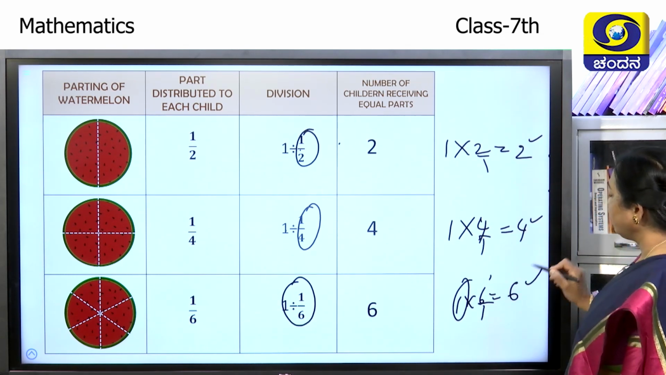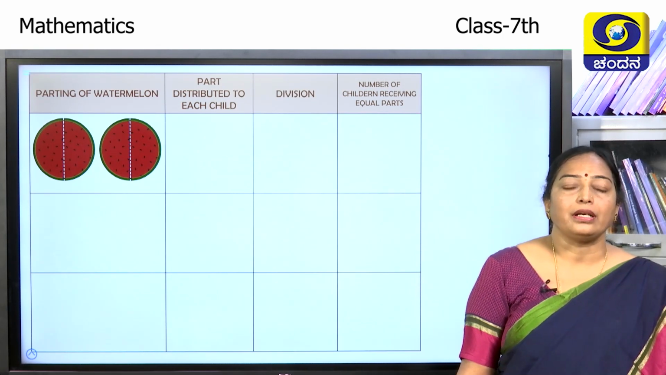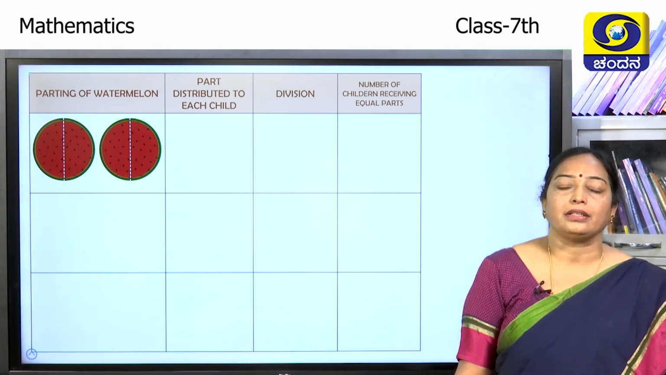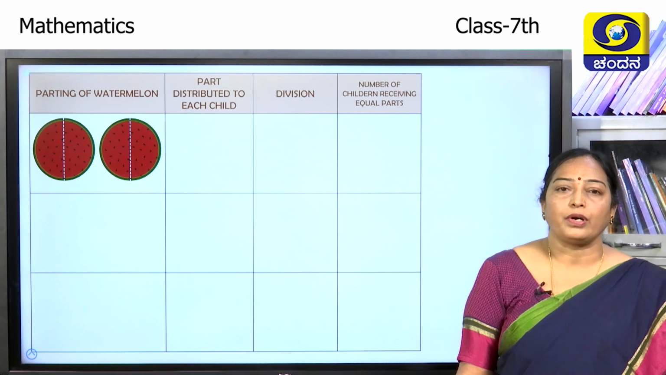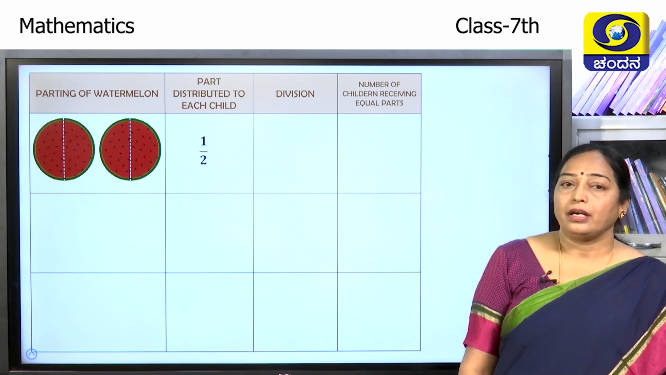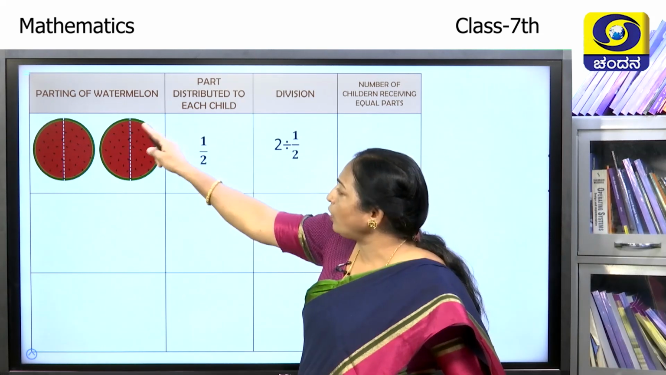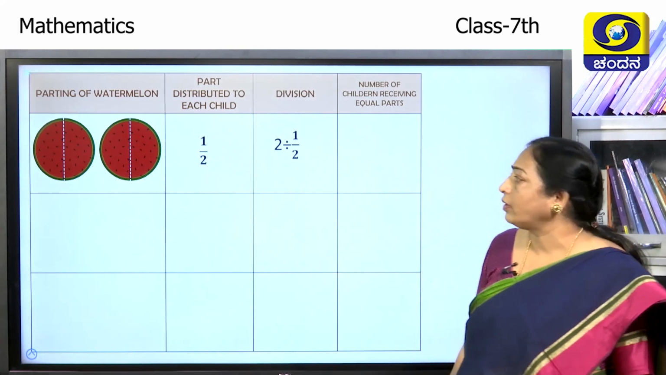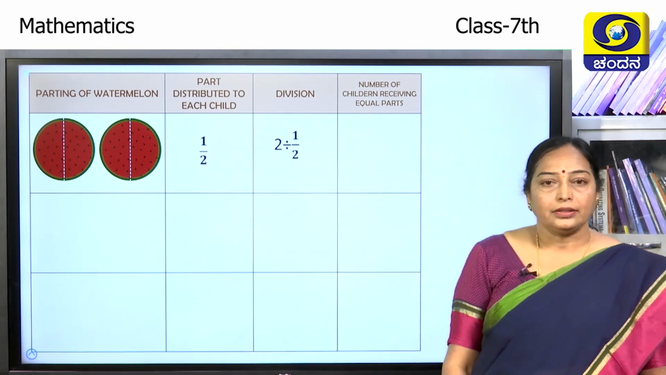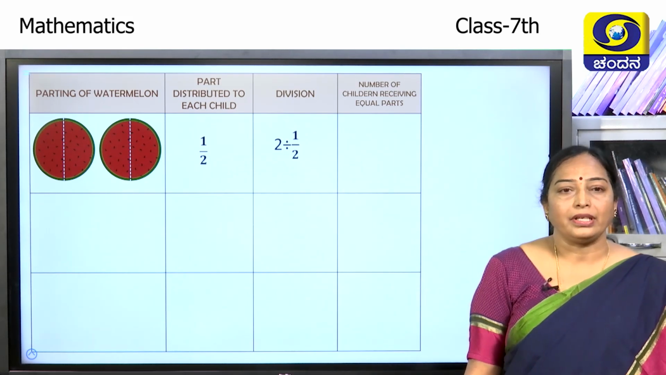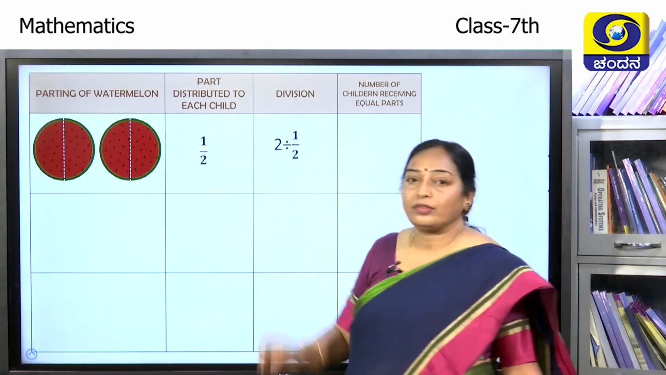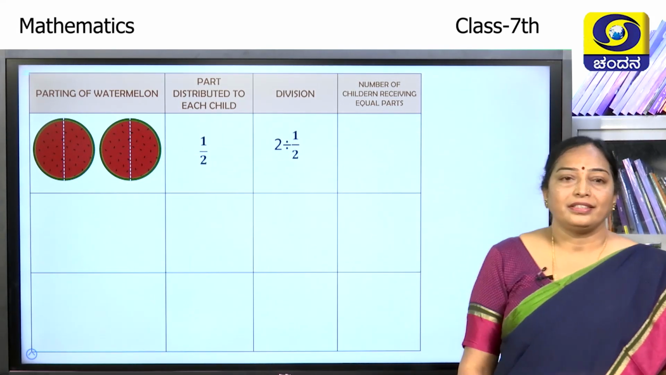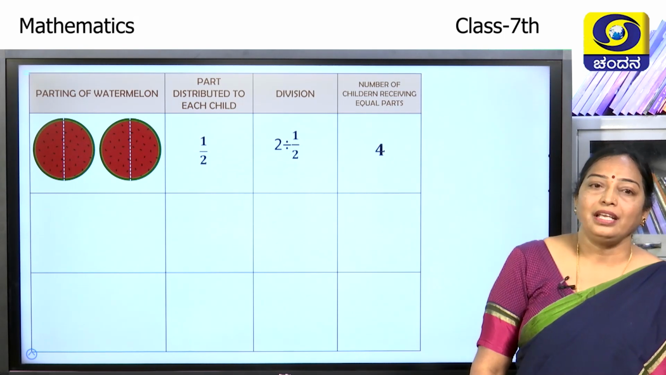1 into 6 is 6. Let us consider 2 watermelons which is divided among the children. If 2 watermelons are divided in halves, so that each child gets a half part, 2 divided by half, whole 2 watermelons divided by half, how many children will get half parts equally? 1, 2, 3, 4. 4 children will get half parts equally.